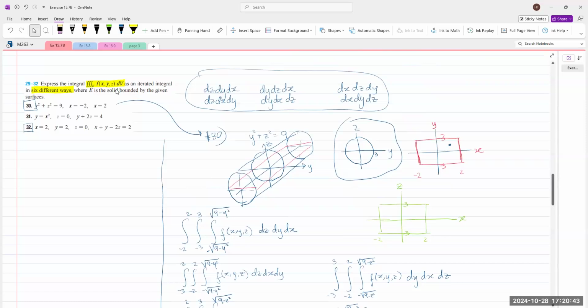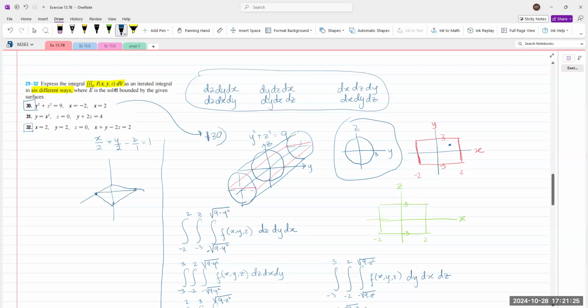How about number 32? This may be on the harder side. x equals 2, y equals 2, z equals 0, and x plus y minus 2z equals 2. If I divide by 2, I wonder if you remember this technique to help us find the x, y, z intercepts. The x-intercept is (2, 0, 0), the y-intercept is (0, 2, 0), and then the z-intercept is (0, 0, -1). Oh wow, okay, so this is what the plane looks like.